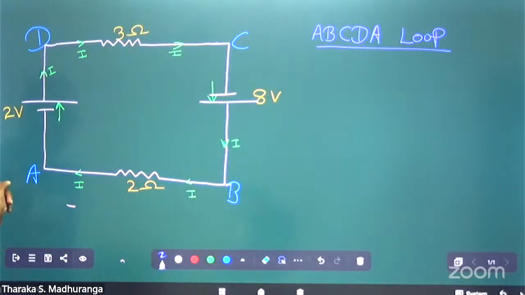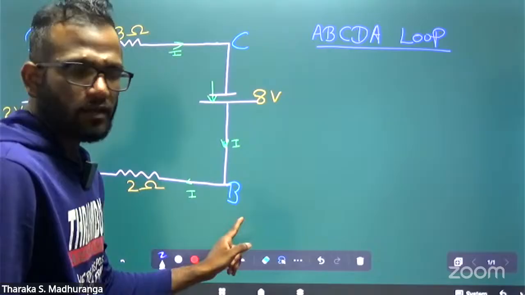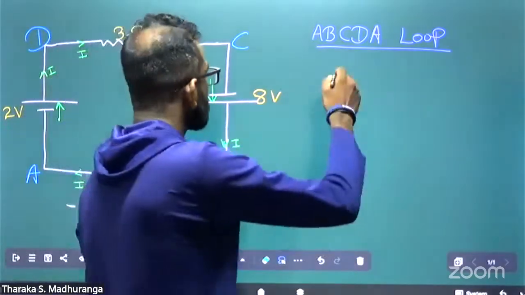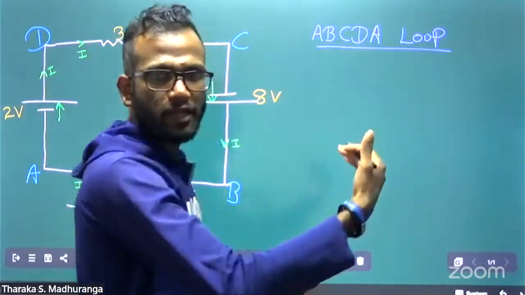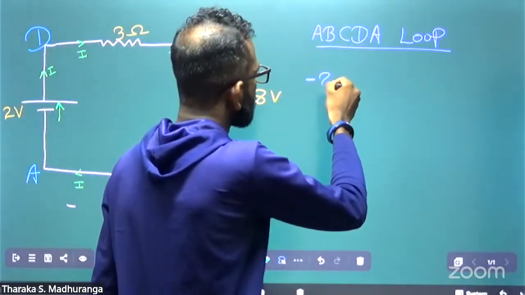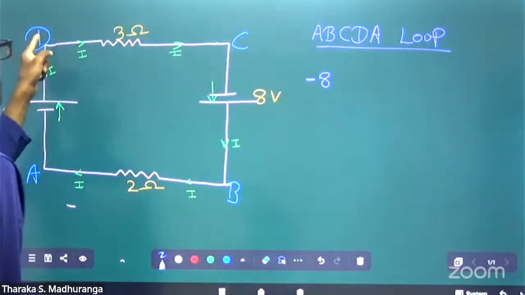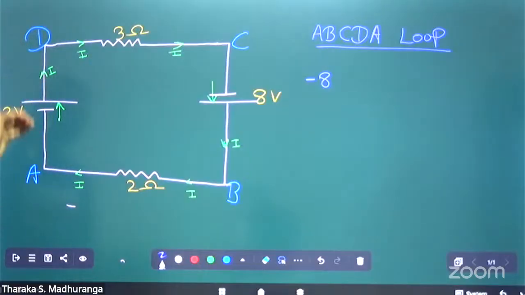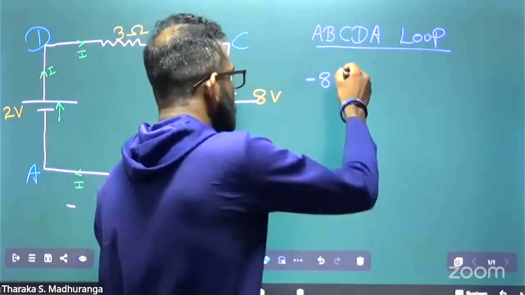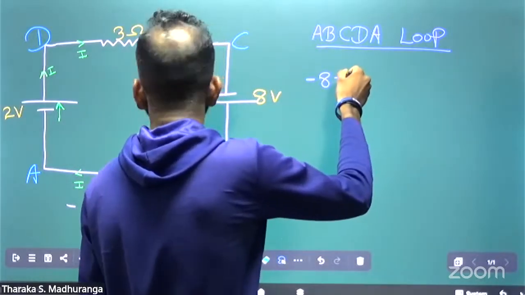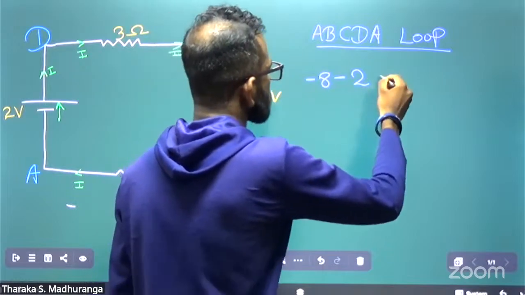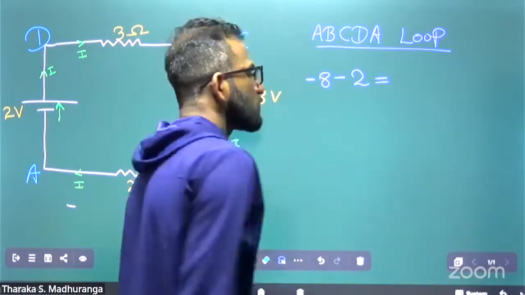First of all, go from A to B, no any cell. Go from B to C, there is a cell. The electromotive force is 8, but our direction and the electromotive force direction are opposite, therefore -8. Go from C to D, no any cell. D to A, there is a cell. Our direction and electromotive force direction are opposite, therefore -2, equal.